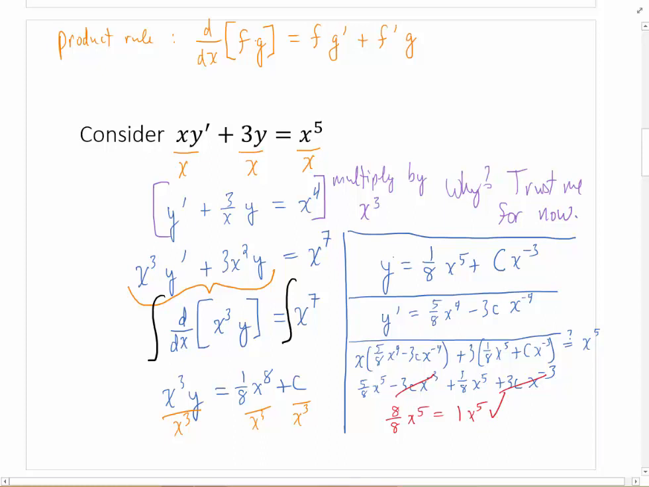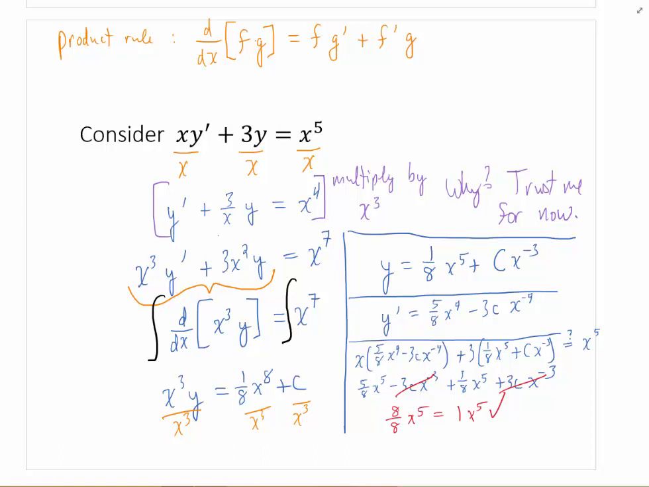So then again, the process was, I took my original equation and then I divided by whatever was in front of the y prime. In this case it was x. I divided through by that. Then I used some trickery. I multiplied both sides of the equation by some number. In this case the number was x cubed.